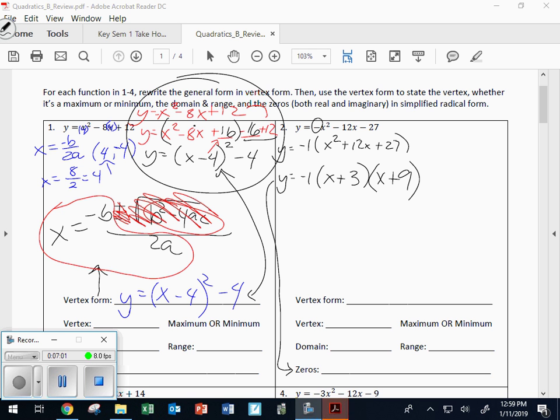But the kind where you have to factor, I think it's better to just use the negative b over 2a thing. So let's do it. What's negative b in this equation? 12. And it's x equals 12 over 2 times negative 1. Final answer, x equals what? Negative 6. I already know the beginning of my vertex form.